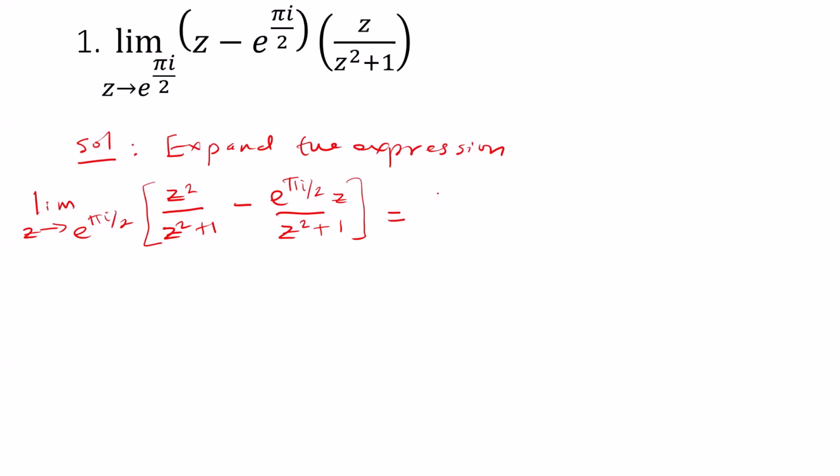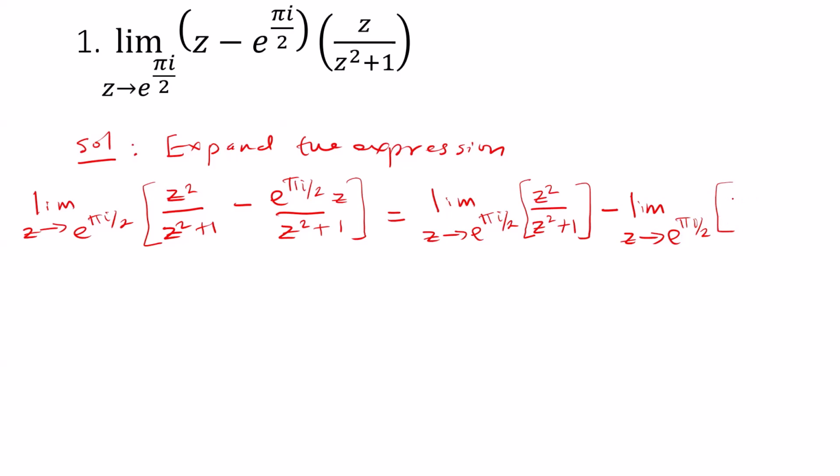So we have the limit as z goes to e^(πi/2) of z squared over z squared plus 1, minus the limit as z goes to e^(πi/2) of e^(πi/2) z over z squared plus 1.